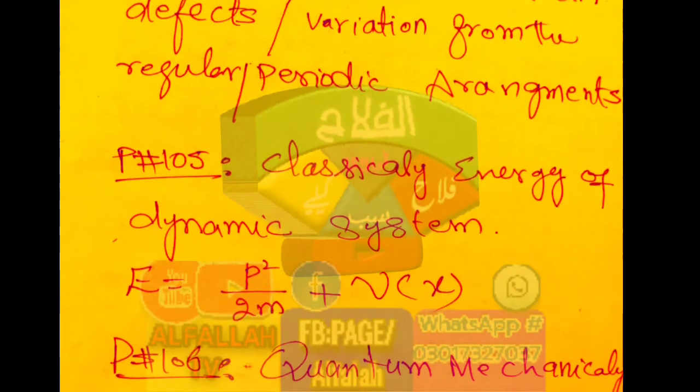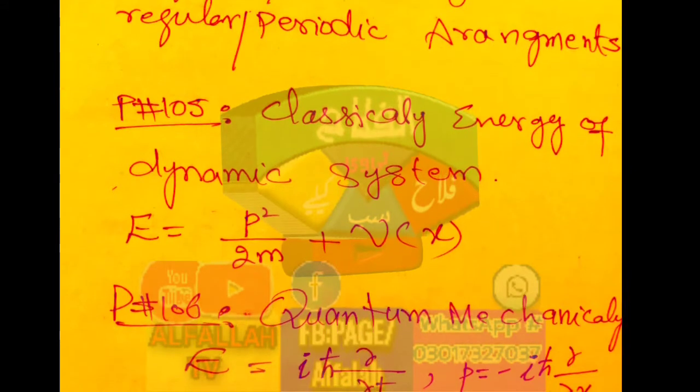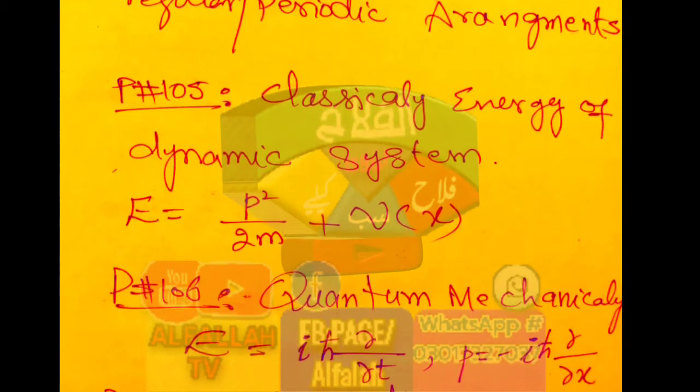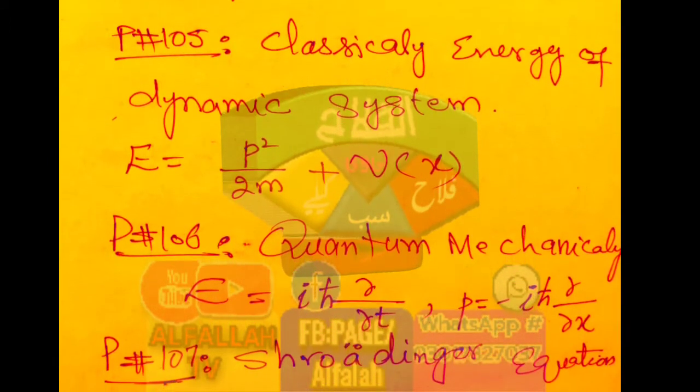Point number 105, classical energy of a dynamic system is given by E = p²/2m + V(x). Point number 106, quantum mechanically E = iħ ∂/∂t, p = iħ ∂/∂x. And number 107 is the Schrodinger equation, which is very important in quantum mechanics as well as in interviews.